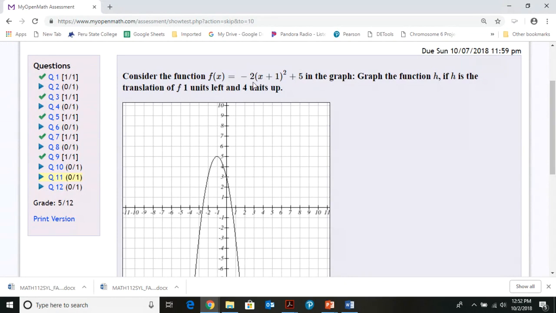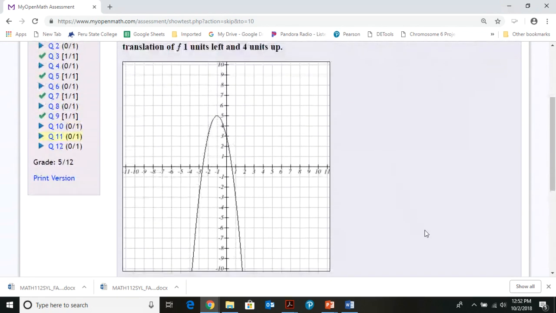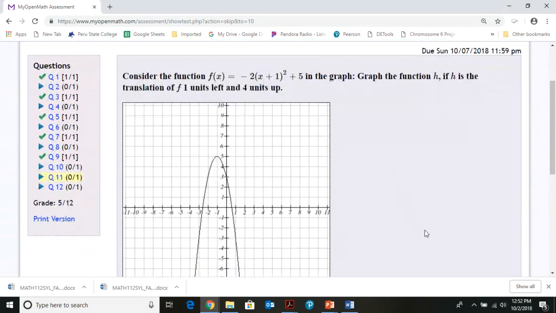Now what they want me to do is to take that one and mess with it. They want me to move it 1 unit left and 4 units up. So that's in addition to what's already been done to it. Oh, and we actually are graphing this one, right? Okay, so let's see what's going to happen when we do that.